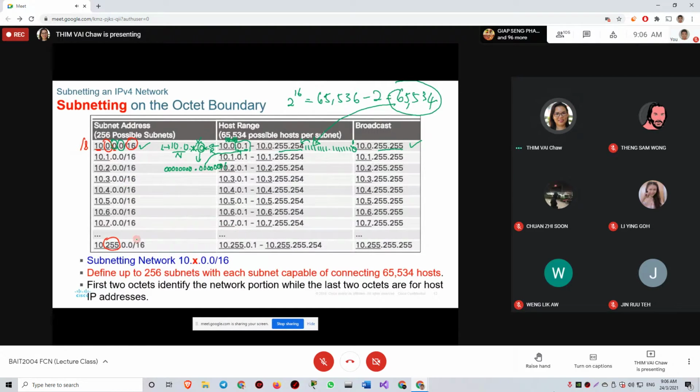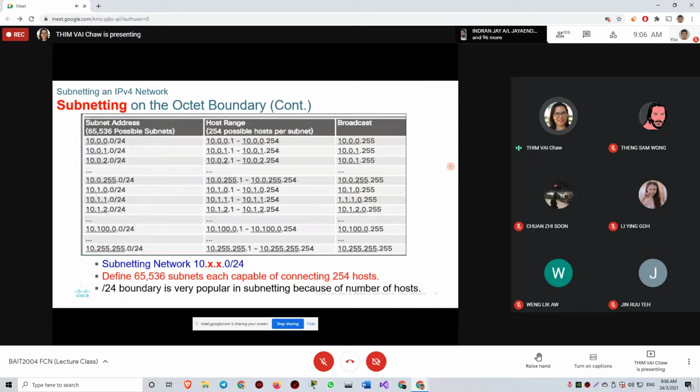So it's the same. Okay, so over here you can create 256 subnets, and each of the subnets will have this many usable host addresses. So I will give you a break, but let me finish this one first.